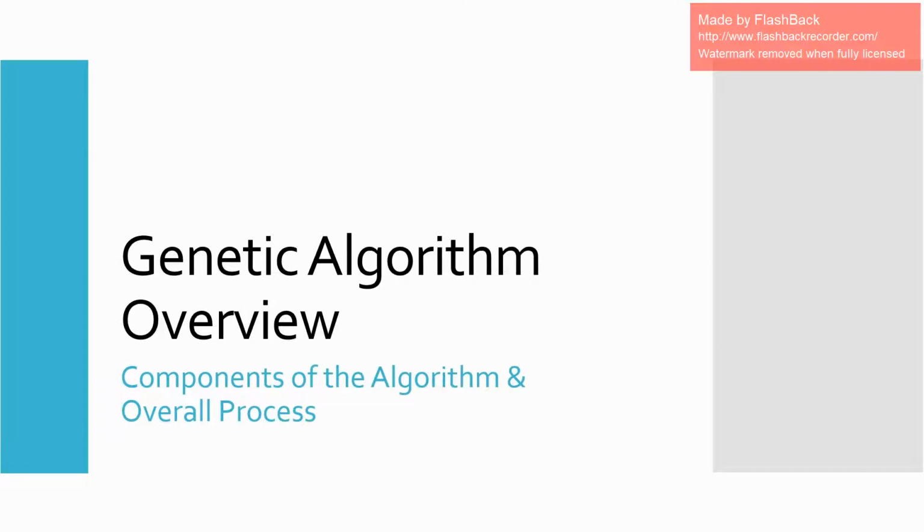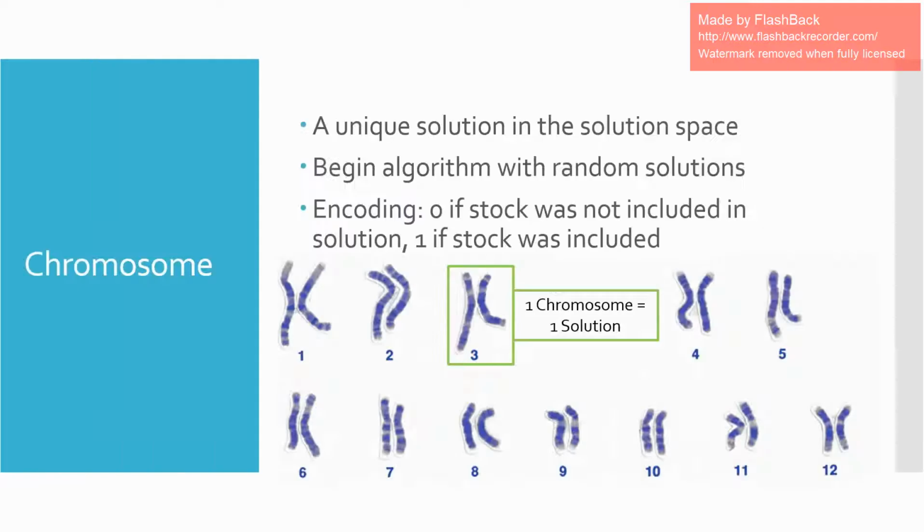So now I'm going to get into the details of the genetic algorithm, what the different components are, what the overall process is, and each component is coded as a function in my Python code, and it relates to a specific part of this whole metaphor of genetic reproduction. So let's get into it. The first component is a chromosome.